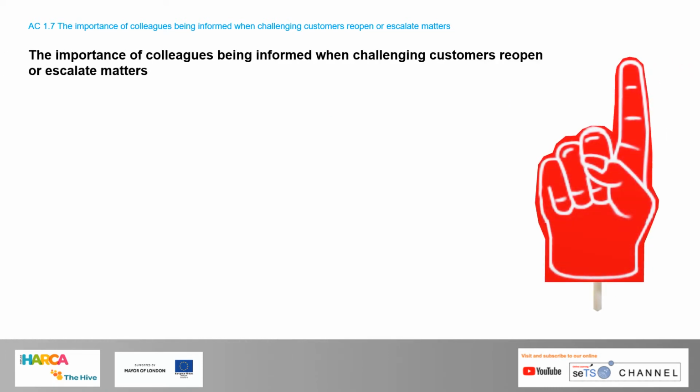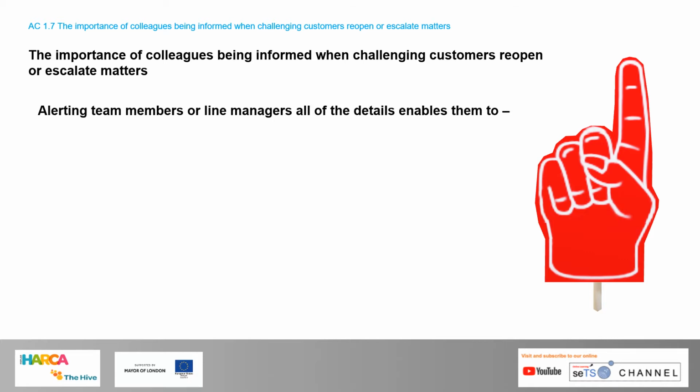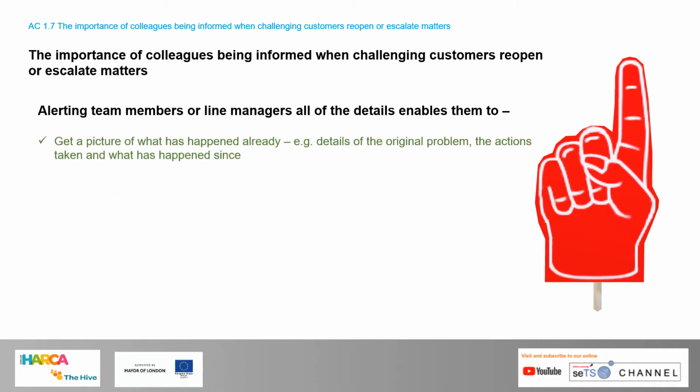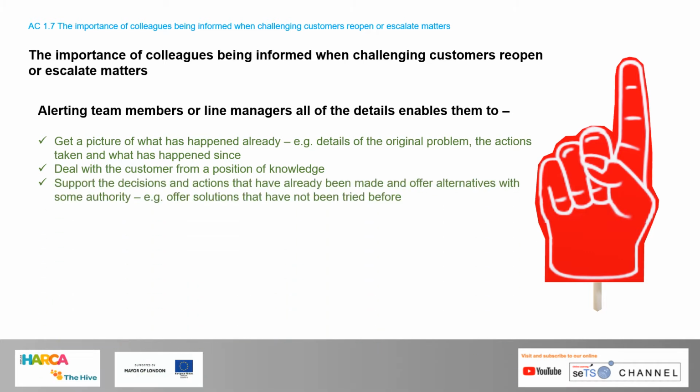The importance of colleagues being informed when challenging customers reopen or escalate matters. Alerting team members or line managers to all of the details enables them to get a picture of what has happened already. For example, details of the original problem, the actions taken, and what has happened since. It will enable them to deal with the customer from a position of knowledge and support the decisions and actions that have already been made and offer alternatives with some authority. For example, offering solutions that have not been tried before.